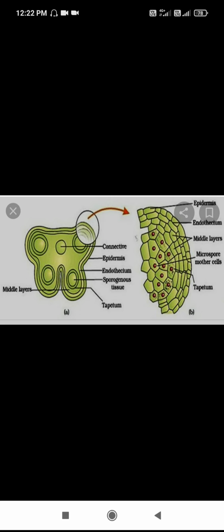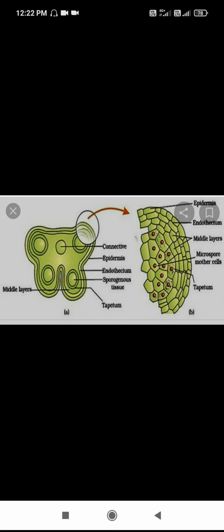Next, periclinal division separates the outer primary parietal cells and the inner spore mother cells. The primary wall layer further undergoes periclinal division to make the sporangial wall, and the innermost layer forms the tapetum. You have to see this picture.